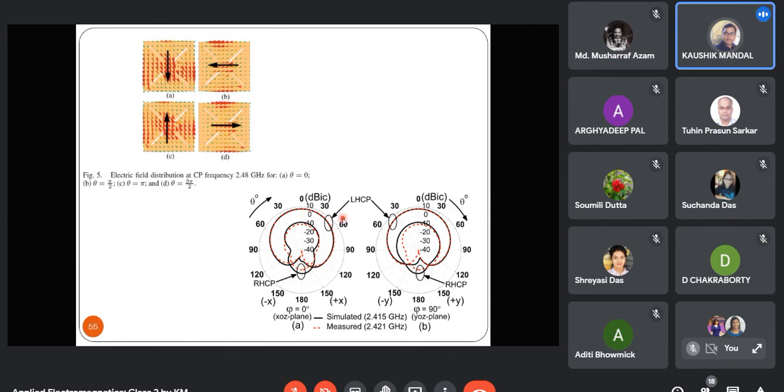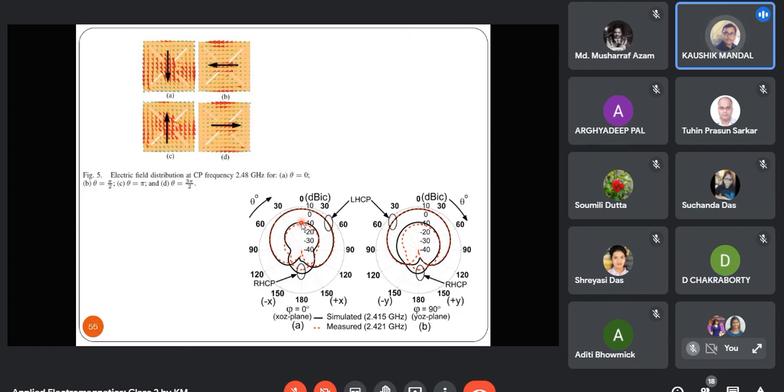In that case, LHCP and RHCP are plotted. As the antenna is an LHCP antenna, the LHCP pattern will be higher compared to the RHCP. And the difference at a particular theta between the LHCP value and the RHCP value is known as the cross polarization discrimination value, XPD, which is also very important. At a particular point, say at this point, the difference is around 15 dB. If that difference is more, then it is more desirable. That is, the difference between the LHCP and RHCP should be higher.